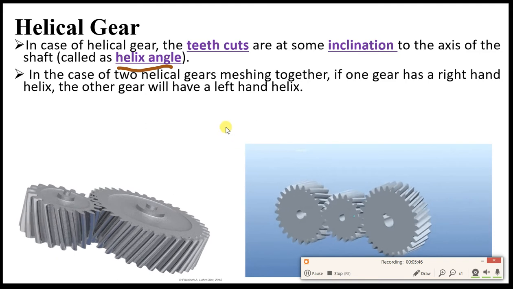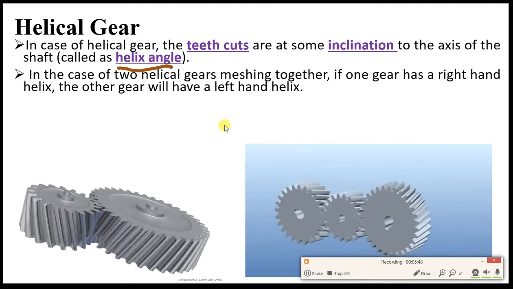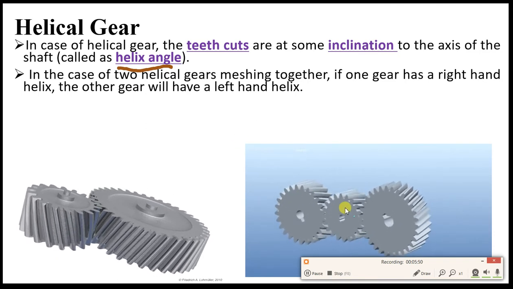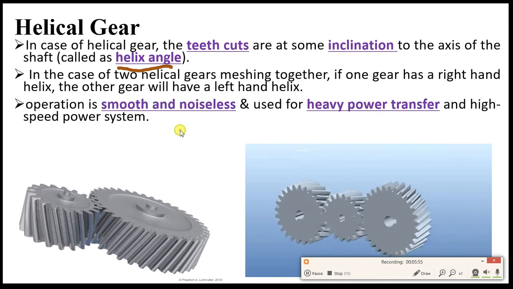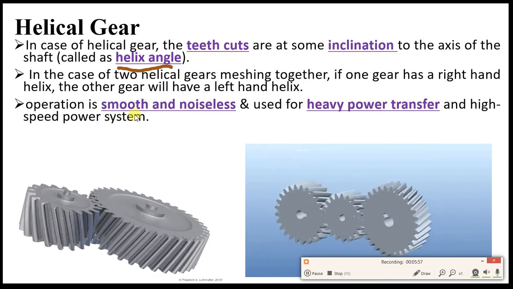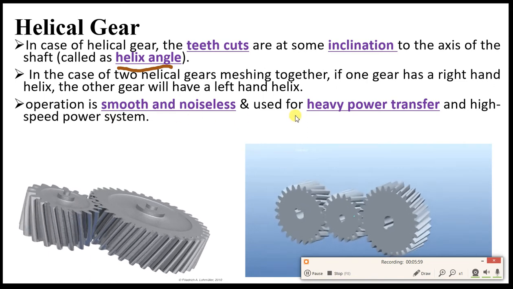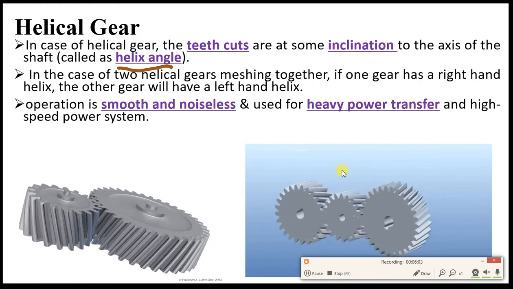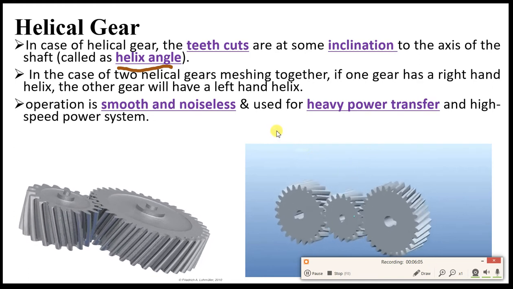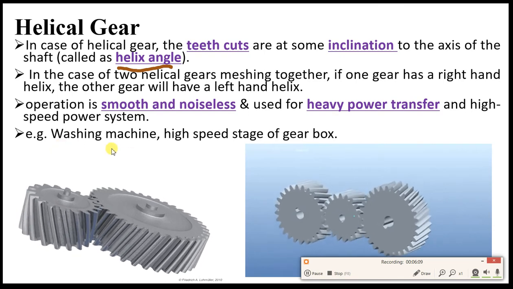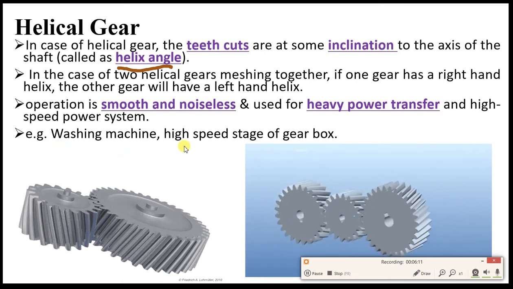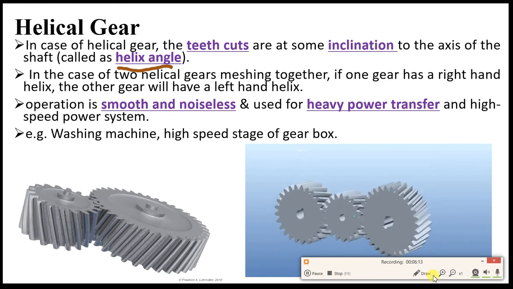Whenever two gears are engaged to each other in a helical gear, power transmission is always smoother than in the spur gear. There is smooth, noiseless power transmission, and heavy power is transmitted from one gear to another in the case of a helical gear than a spur gear. For example, in a washing machine or a high speed stage gearbox, helical gears are used.